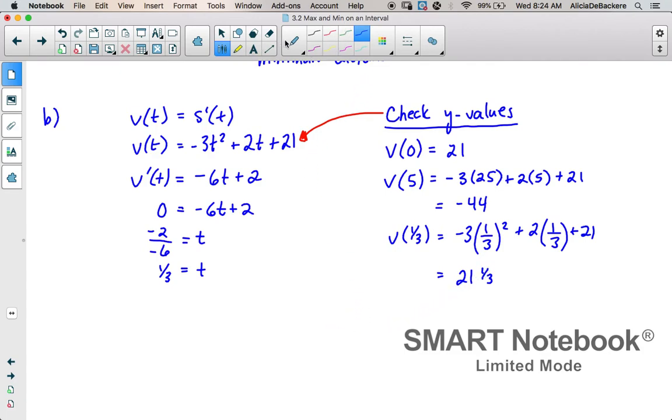And then again, I'm looking for my maximum and my minimum velocities. So velocity does include direction. So this is my minimum, even though it's actually the fastest speed, it's the minimum velocity. And then my biggest will be then 21 and 1/3, which happens at 1/3. And we'll put that into a sentence.